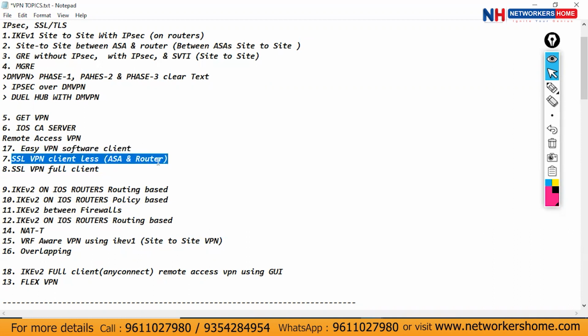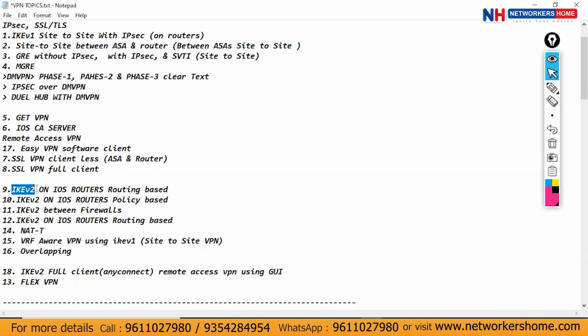After that, we have SSL clientless VPN, SSL full client VPN. These are the remote access VPNs. I'll give you just an introduction about the ISE VPN, and then I'll go with these two types of remote access VPNs. Okay. After that, the advanced form of your IKEv1 is IKEv2.